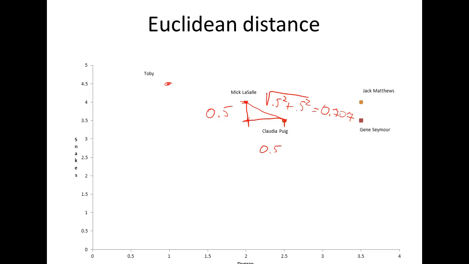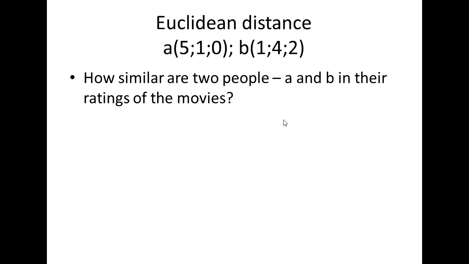So we only knew the Pythagorean theorem so far. Now let's say that we have two users. One user is named A, and the other one is named B. Their ratings for three movies this time are 5, 1, 0, and 1, 4, 2. Now the question is, how similar are those two people in their ratings of the movies? Let's find an answer to that question.